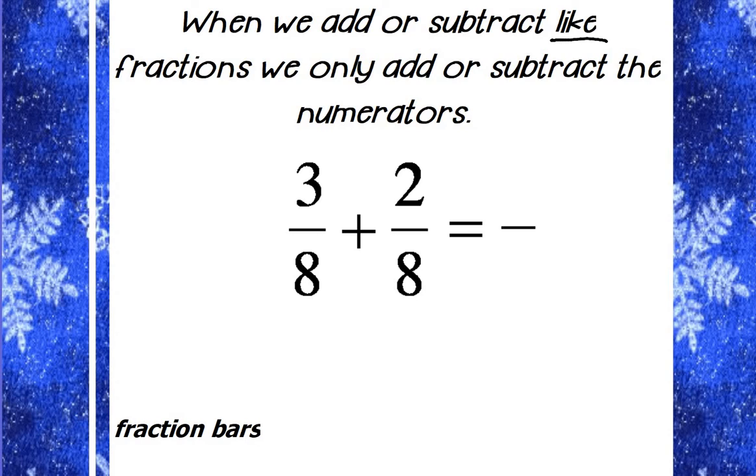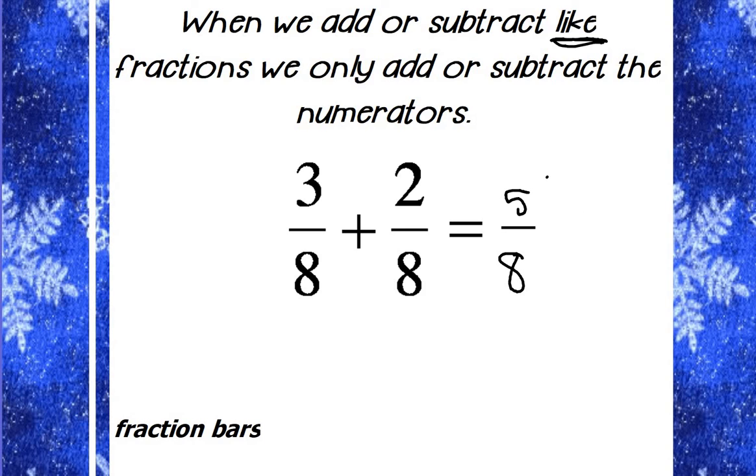All right? And like fractions means they have to have the same denominator. So 8 and 8 are the same, so they're like fractions. So I keep my denominator, and I add 3 plus 2, which is 5.